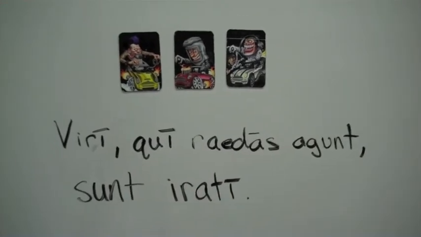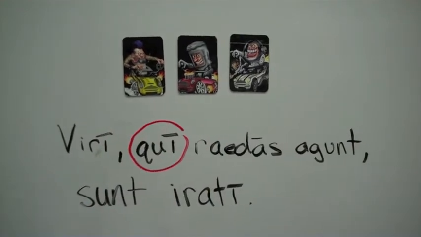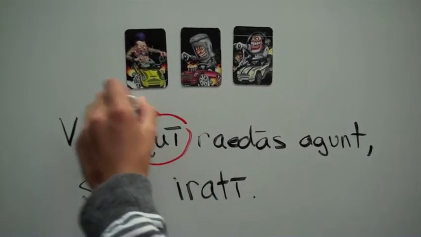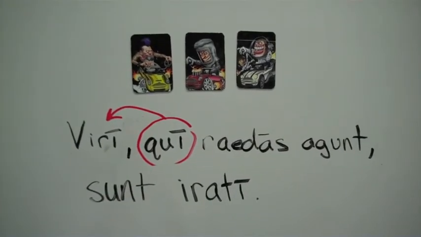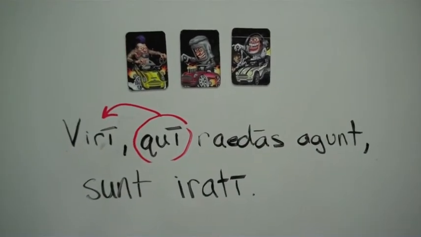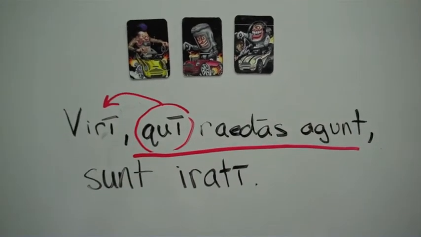In this sentence, we can recognize the relative pronoun of qui and the antecedent of viri. The relative clause here extends from qui, our relative pronoun, to agunt, our verb.